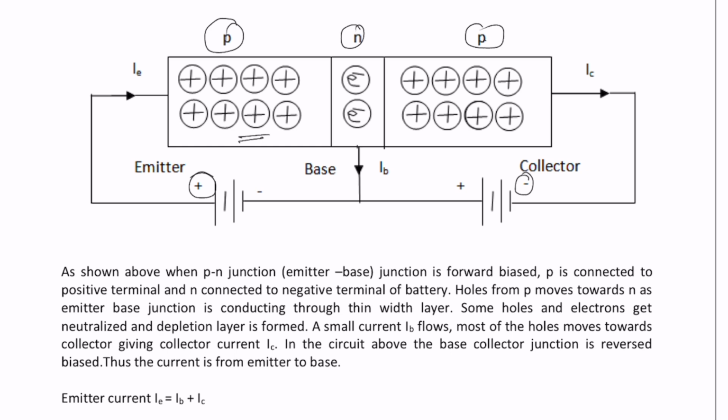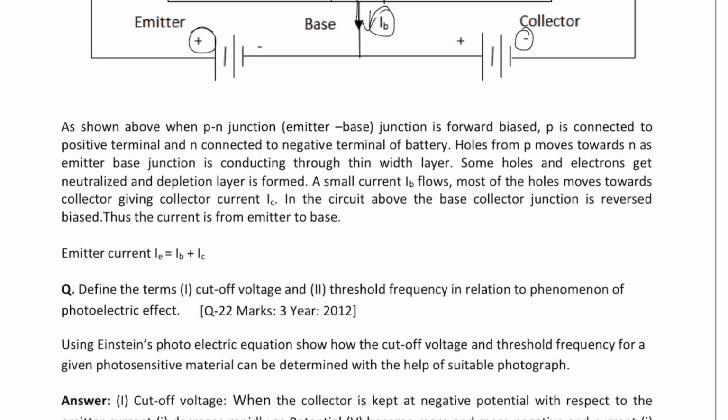Okay, this is for the base current to flow, IB. So collector current is IC, base current is IB, and the emitter current is IE. Okay, let's explain. So the emitter current is equal to the base current plus the collector current. Correct?